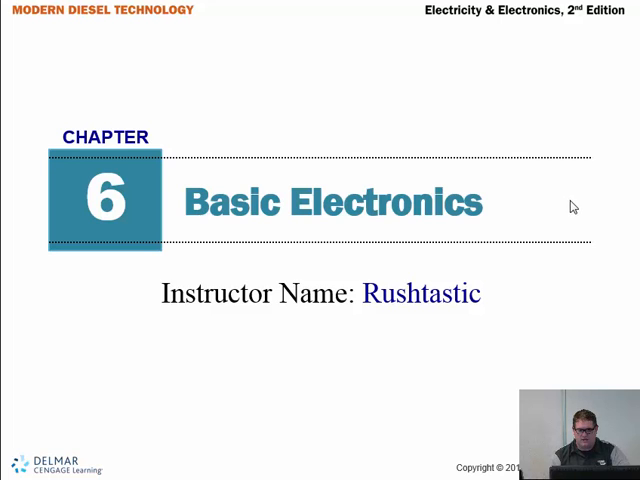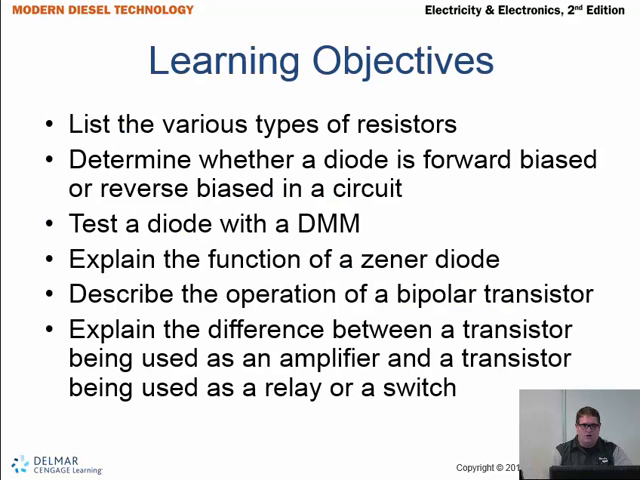So let's go ahead and move to our learning objectives. We're going to list the various types of resistors. We're going to determine whether or not a diode is forward biased or reverse biased, and we'll talk about what that means. We'll test a diode with a digital multimeter. We'll explain the function of a Zener Diode, and we'll describe the operation of a bipolar transistor.